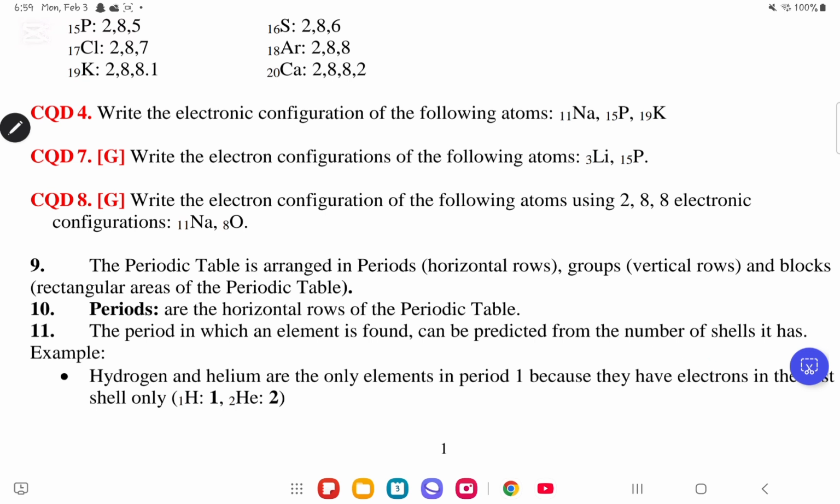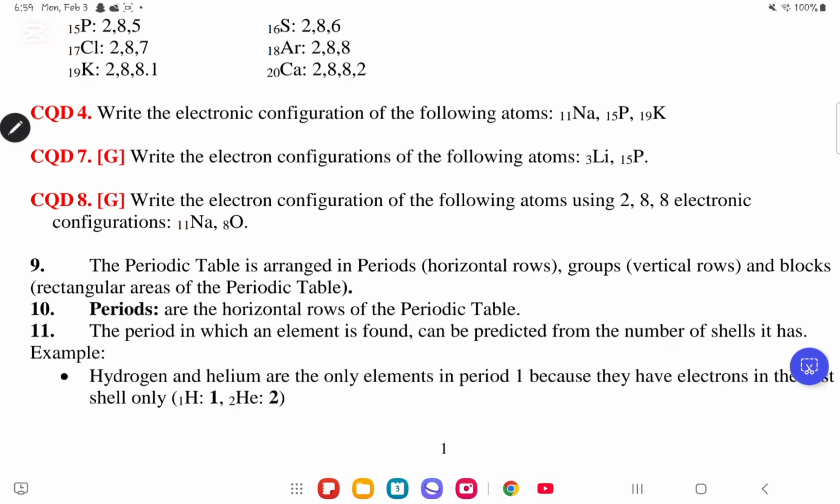So I don't know why they said that, the sentence is all wrong. Write the electronic configuration of the following atoms using 2, 8, 8 electronic configuration. Okay? So just in general, the way they're asking the questions in the CQD is incorrect and the answers are wrong. So you're not gonna be using it. You're gonna be using this method if you want it to be easier.